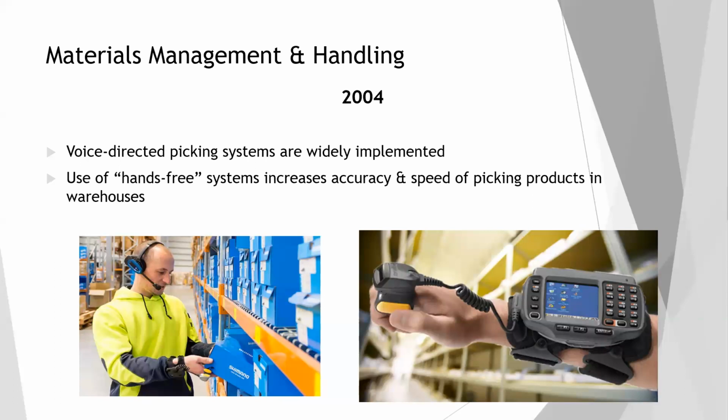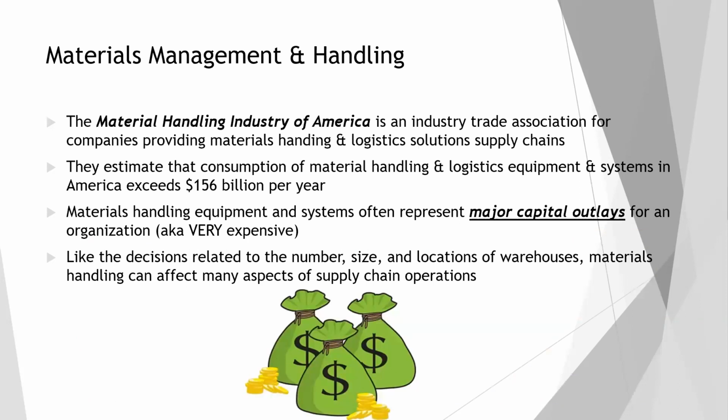In 2004, voice-directed picking systems are widely implemented. So what this is, and I've got some pictures of what this looks like, is the use of a hands-free system. It would be hooked up to your arm as a picker, and you could talk to it. So you didn't even have to look down at it or read it. You would talk to the machine, and the machine would talk to you. So this increased the accuracy and the speed of the picking process in warehouses. And again, this was introduced in 2004.